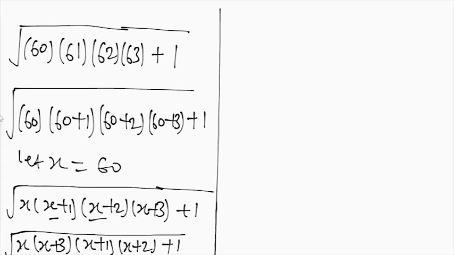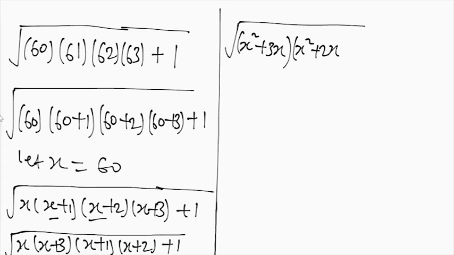Now let's go ahead and simplify. When you multiply the first two terms, you have x squared plus 3x. You can put that in brackets if you want. Then multiply the next two terms. That will give you x squared plus 3x plus 2, then plus 1.